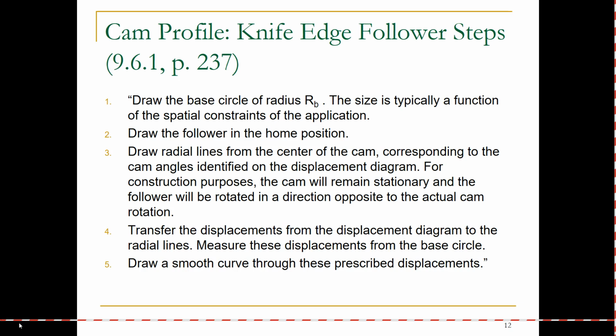The base circle is based on the design of the CAM and the constraints of whatever we're designing that CAM for, whether it be size constraints, airflow constraints, and so forth. We'll consider it to be spatial constraints in this application. We're going to draw the follower in home position because the problems we are looking at are in line. They're all going to start at 90 degrees.